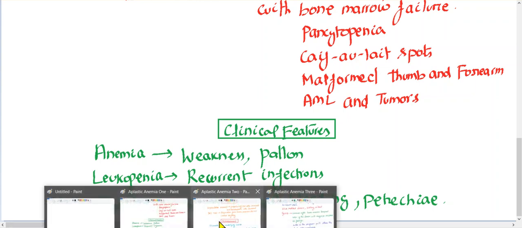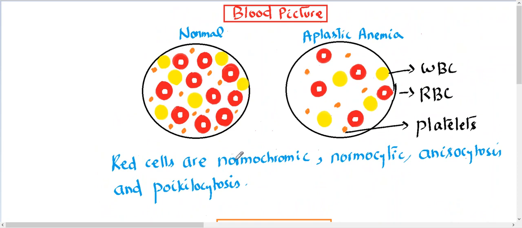Okay, coming to the blood picture of aplastic anemia, I have made two pictures here to compare it with the normal. Normally you can see, guys, that there's enough number of RBC, WBC, and these are the platelets. You can see these are platelets and this is the RBC and the WBC. But in case of aplastic anemia, look at the number of all the cell lines, it has decreased, right? So that is a decrease in RBC, then WBC and the platelets.